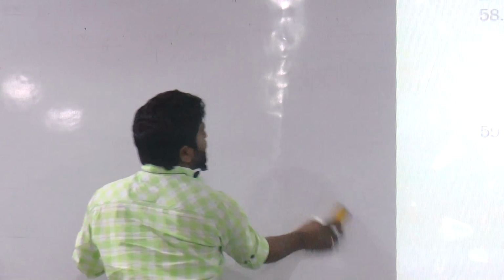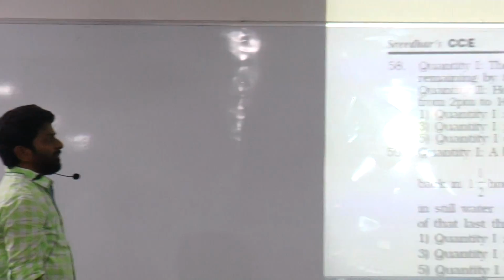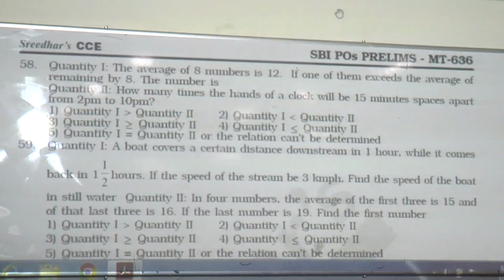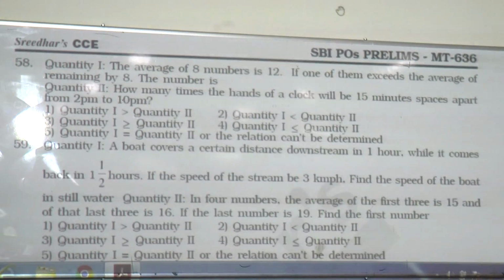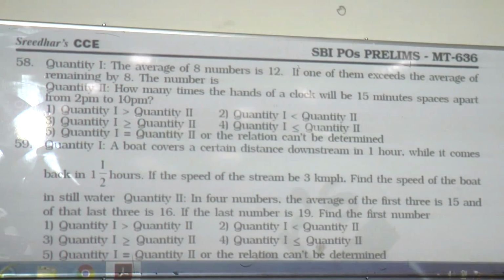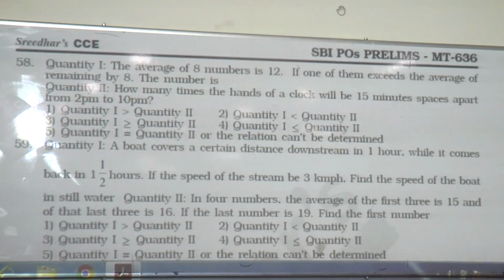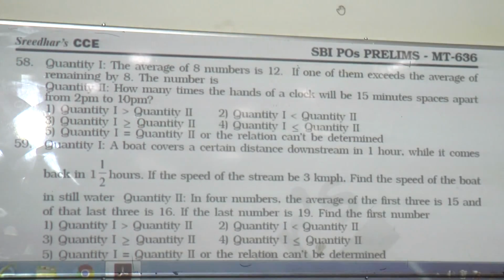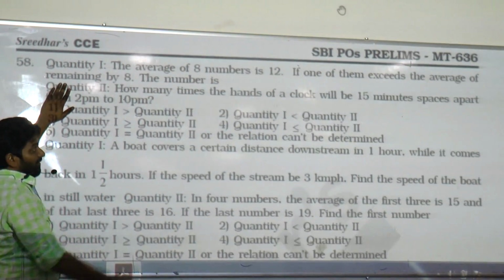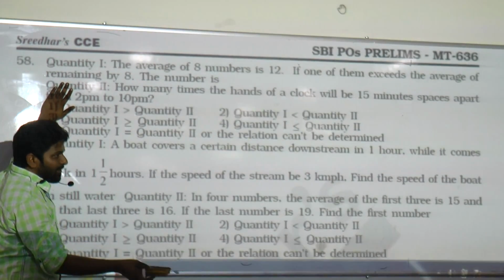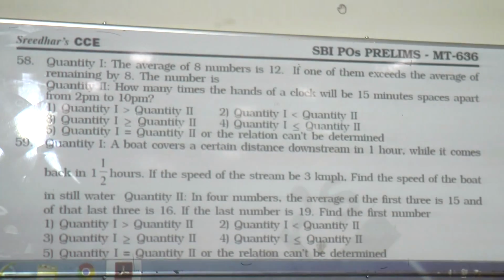(58) Quantity 1, the average of 8 numbers is 12. If one of them exceeds the average of remaining numbers by 8, the number is, how many numbers you have? 8 numbers. Let's say we have 8 numbers. Average of 8 numbers is 12. So every number is 12. Can I treat like that? Yes, every number is 12. Now one of the number is more than the average of remaining numbers by 8. So how many numbers we have?